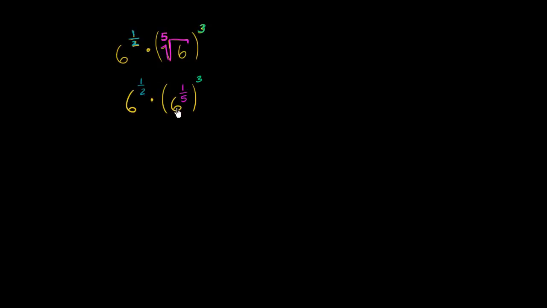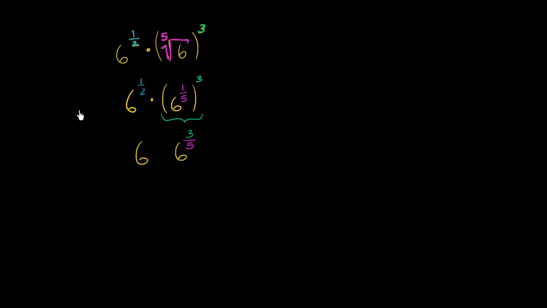Now, what happens if we raise something to an exponent and then raise that whole thing to another exponent? Well, we've already seen in our exponent properties that's the equivalent of raising this to the product of these two exponents. So this part right over here could be rewritten as 6 to the 3 times 1/5, which is 3/5. 6 to the 3/5 power.